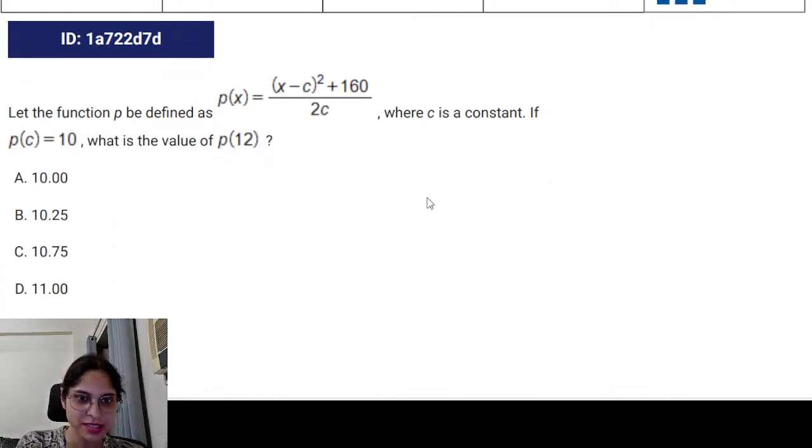So p of x is defined as (x - c) whole squared plus 160 over 2c, where c is a constant. If p of c is equal to 10, what is the value of p of 12? This is not necessarily quadratics, it's just a little manipulation.